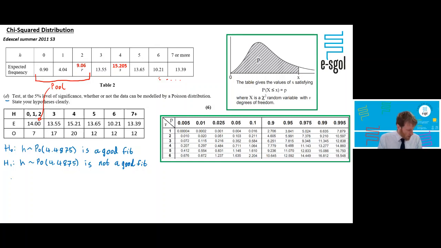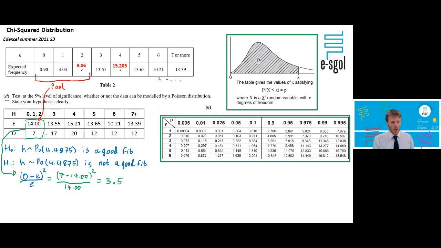Now, to work out your chi-squared contributions, you do the observed, take away the expected, you square that, and then you divide it by the expected value. So we'll just do one of them, and then I'll show you what the sum is. I'm taking these bits of data here, and that's what I'm going to use. So observed is 7 minus 14, all squared, divided by the expected, so 14, and that gives us 3.5.